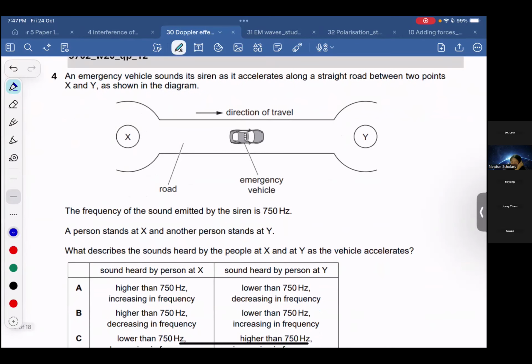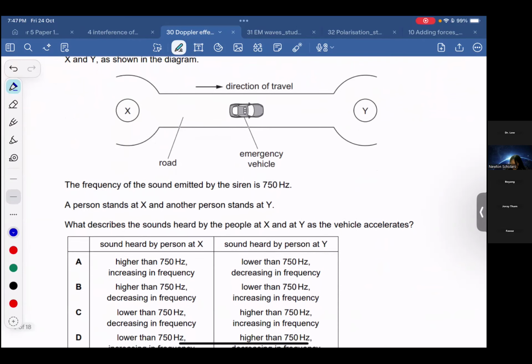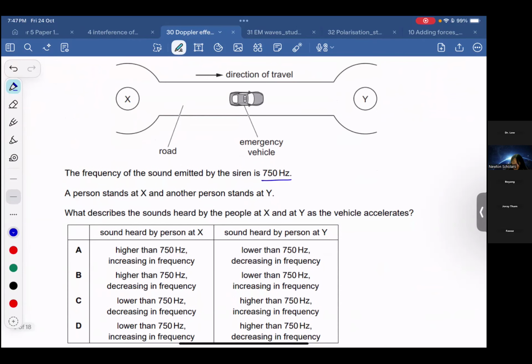Okay, an emergency vehicle sounds its siren as it accelerates along between two points from X to Y. The frequency of the sound by the siren is 750. This one is the frequency due to the source emitted out. A person stands at X, and another one standing at Y. Describe the sound heard by the person at X and Y.